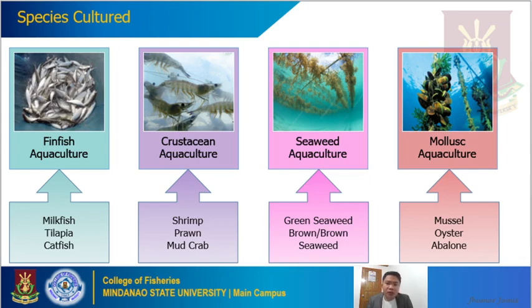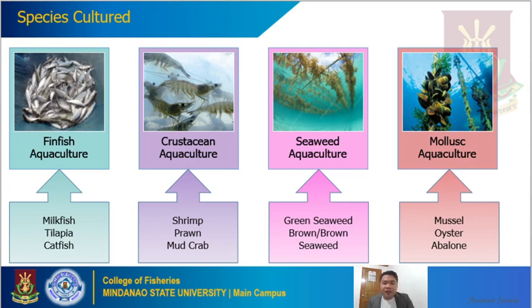Finfish are the most dominant cultured commodity in the aquaculture industry, involving the culture of milkfish, tilapia, and catfish in the Philippines. With regards to crustaceans, these are basically organisms with exoskeletons. Aquaculture commodities involving crustaceans include shrimp, prawn, mud crabs, lobster, and some other crustaceans being cultivated.